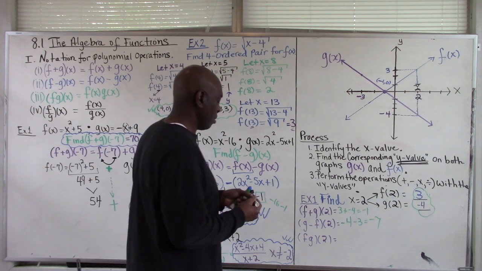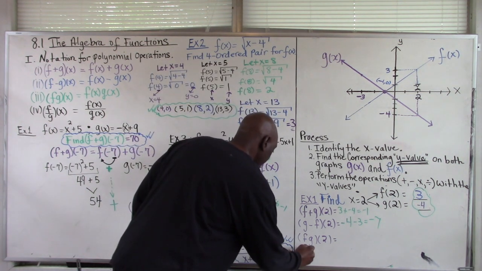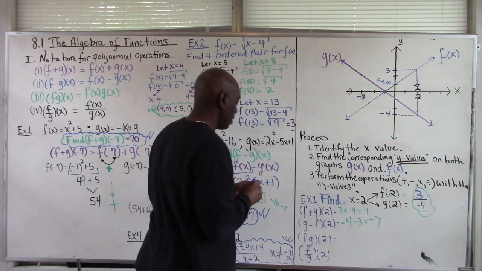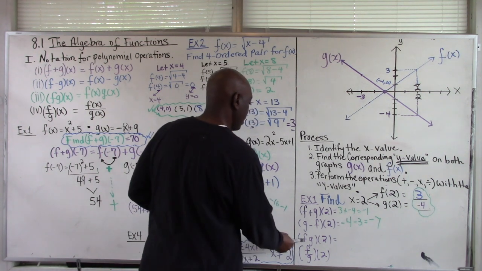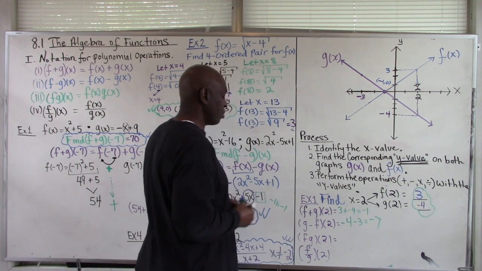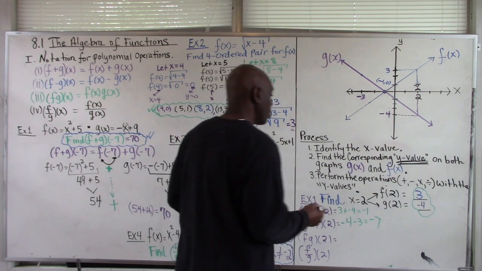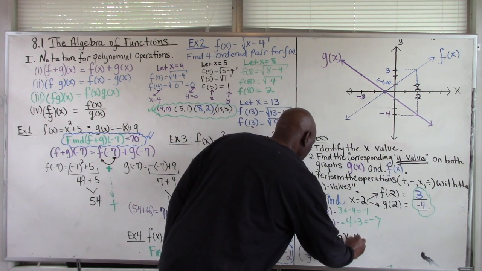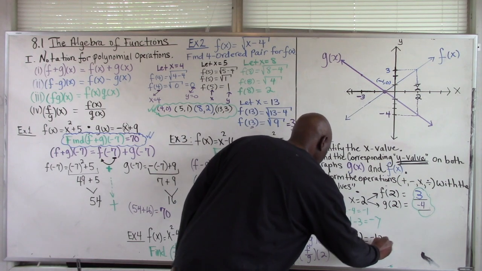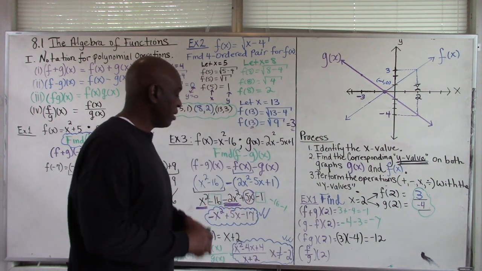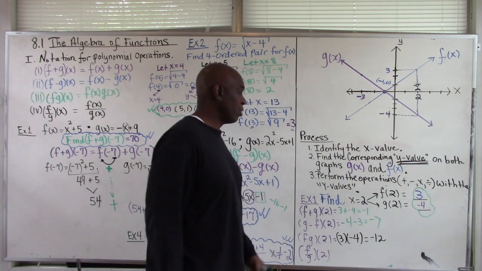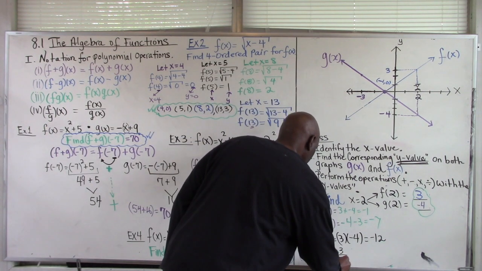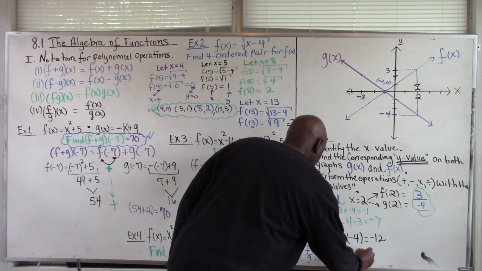And how about f times g of 2? So now take these two numbers and multiply them. So it's going to be 3 times negative 4, which is negative 12. Got that. And then let's go f divided by g of 2, which is going to be 3 divided by negative 4, which is negative 3/4.